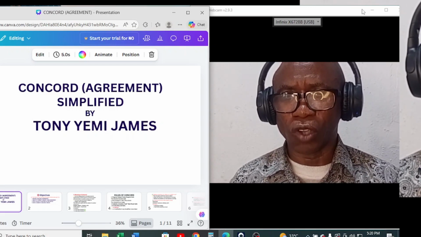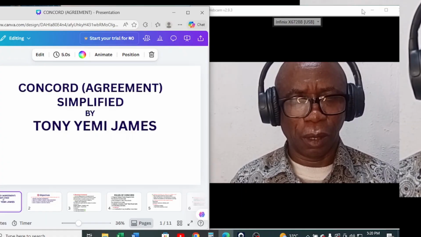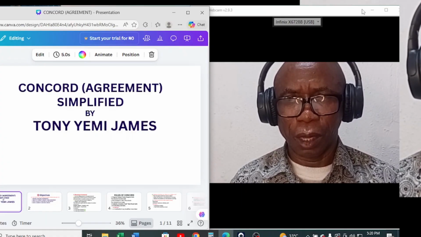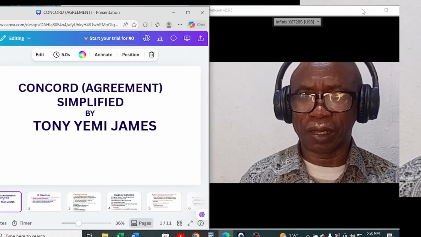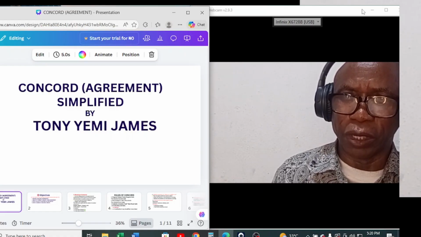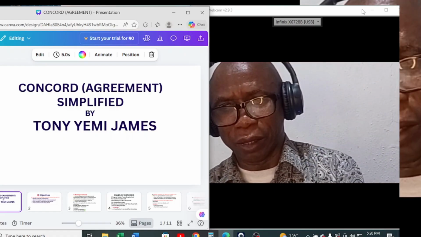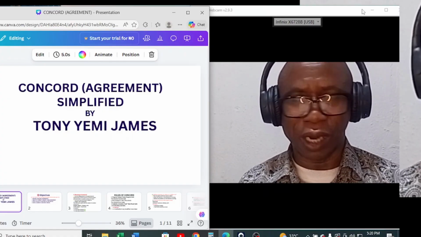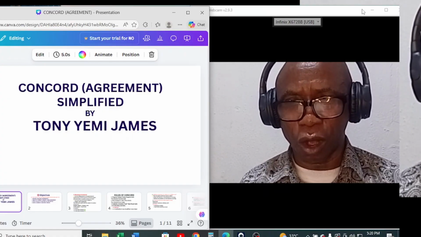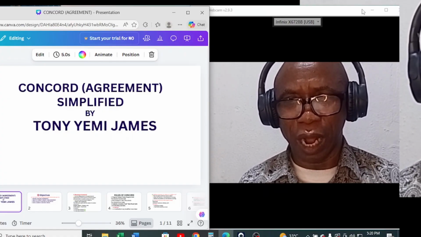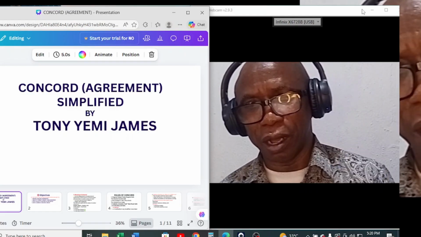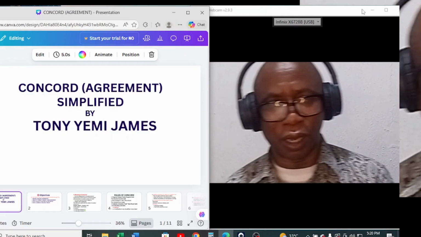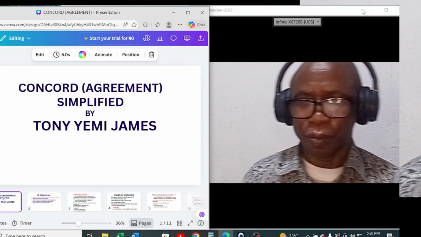We want to look at the topic Concord. Another name for Concord is agreement. So it is Concord or agreement. Students often make the mistake of calling this topic Concord and agreement. It is Concord or agreement. Another word for Concord is agreement.